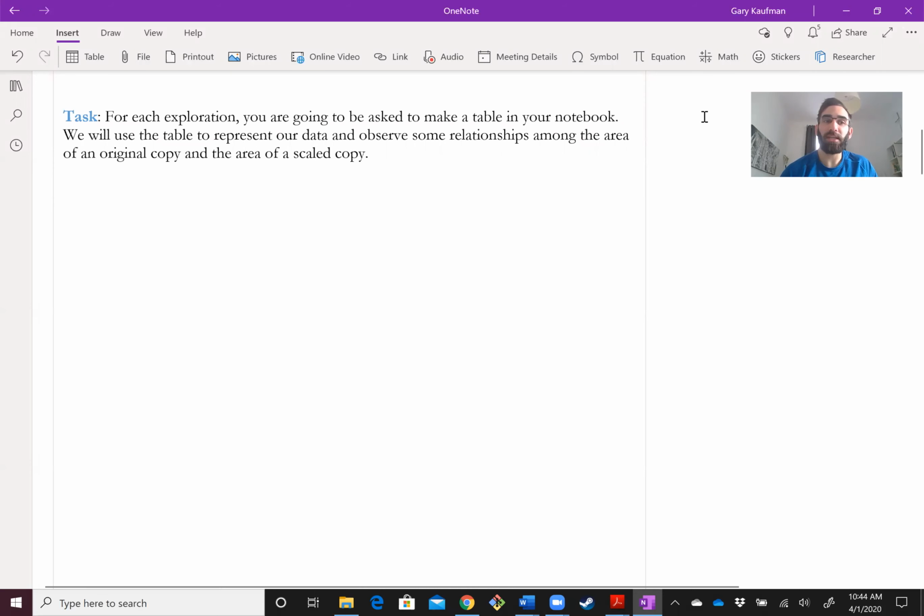Now, today our task is we're doing explorations to discover this pattern. You are going to be asked to make a table in your notebook for each exploration. I will have the table as well, so don't worry, you just have to follow along with this video. And we're going to hopefully represent and find a relationship from the original copy to the area of the scaled copy. You're going to see that it's going to be a similar structure for each geometric shape that we are going to do. We are looking at parallelograms, triangles, trapezoids, and circles today. So we're going to do 4.